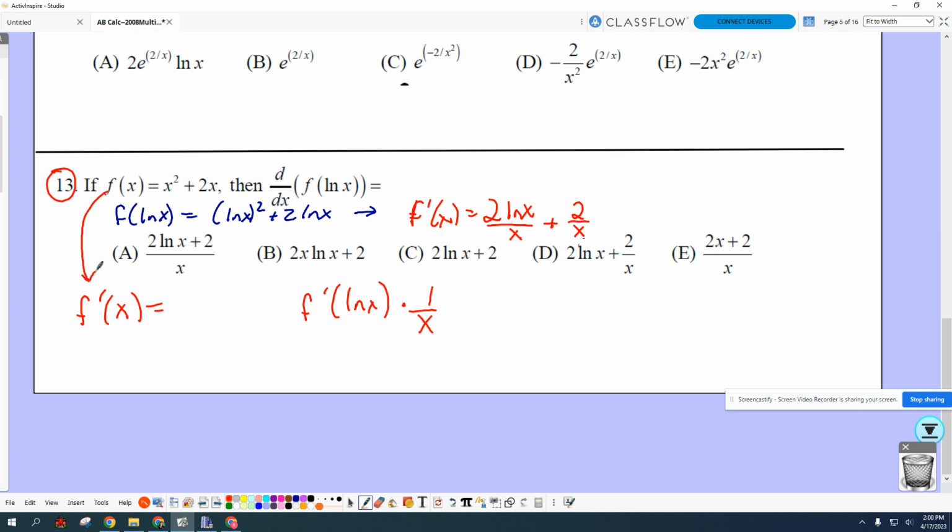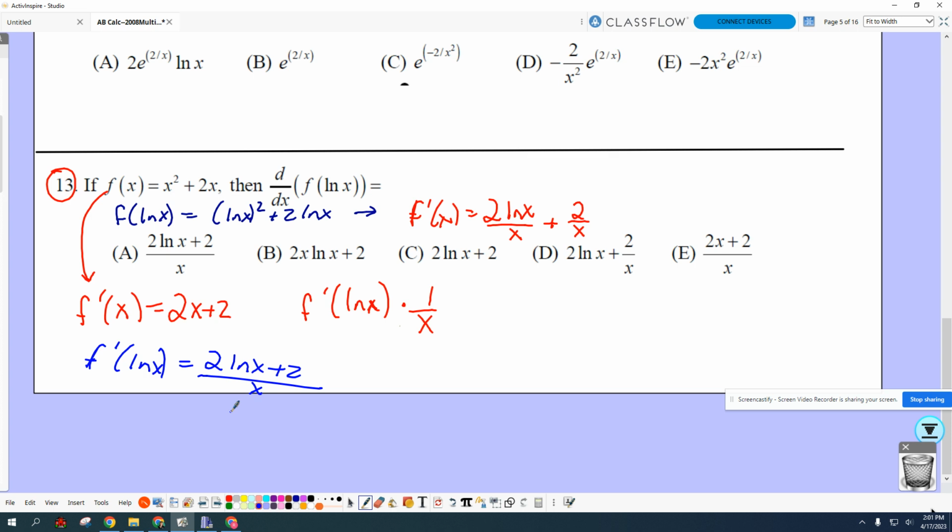Iris, what is the derivative of f of x? 2x plus 2. So does this work? f prime of ln x, okay, so plugging in, f prime of ln x is 2 ln x plus 2 all divided by x. Do I get the same answer? They look a little different, but are they the same?